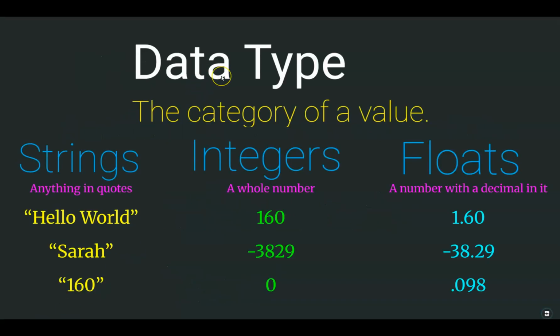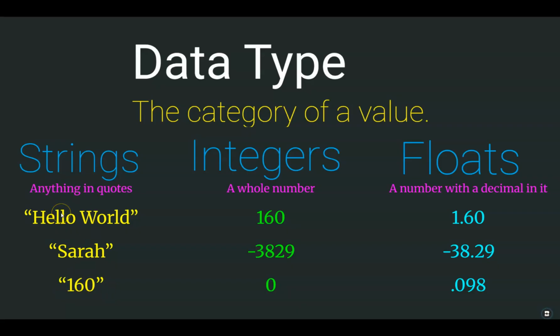Now, data type is a very important concept to understand, because this describes the category of a value. And generally speaking, there are a few more, but most of the stuff we do would involve three different types of data: strings, integers, and floats. Now, a string is anything in quotes. So hello world is a string, the word Sarah is a string, 160, because it's in quotes, is a string.